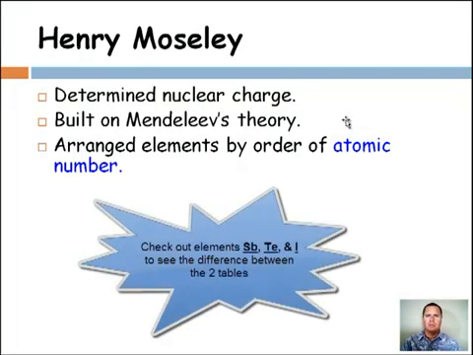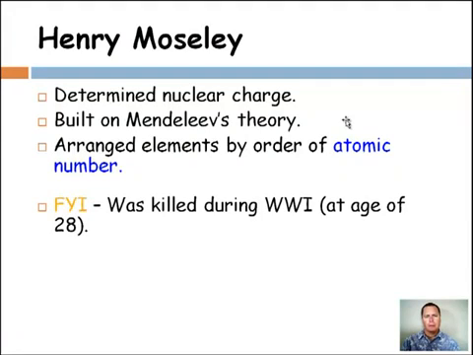This is something Mendeleev didn't know about. So as we got better science and more advancements in technology, we were able to come up with the atomic number. An interesting fact about Moseley was that he was killed in World War I at the age of 28. So he still had his whole life ahead of him.